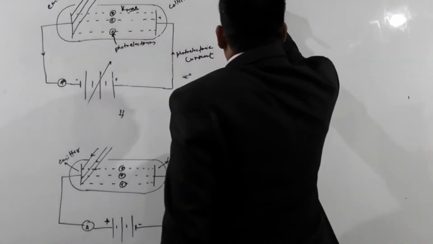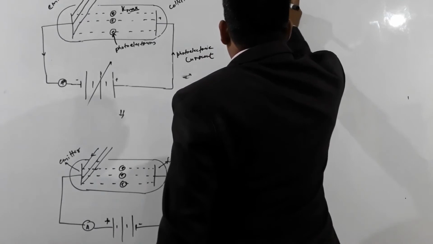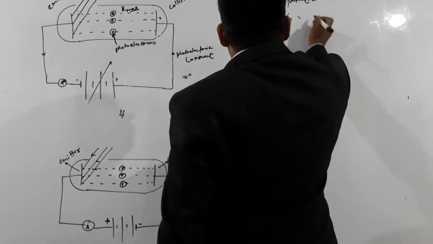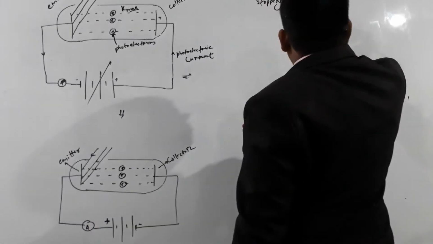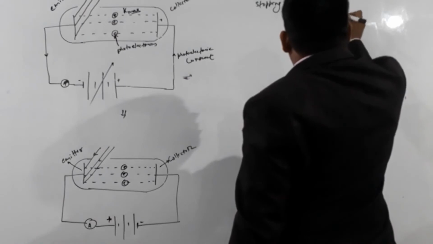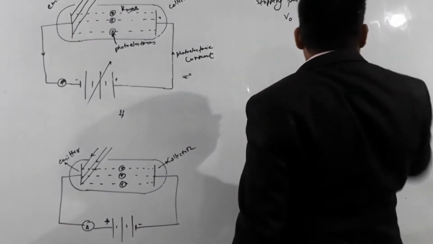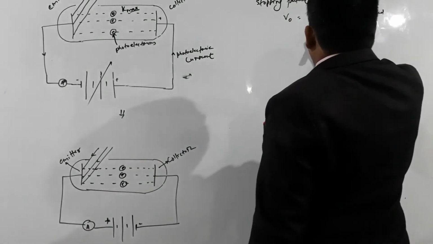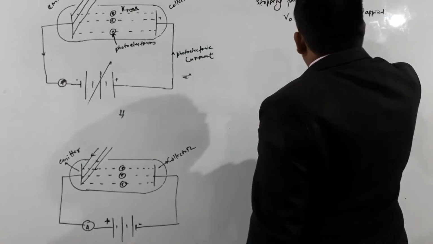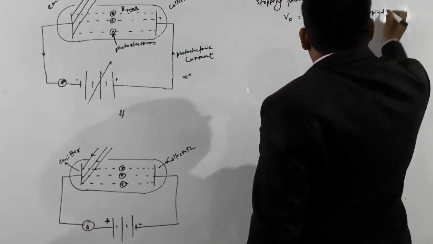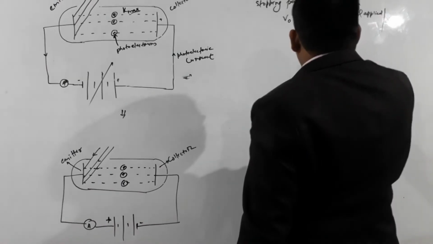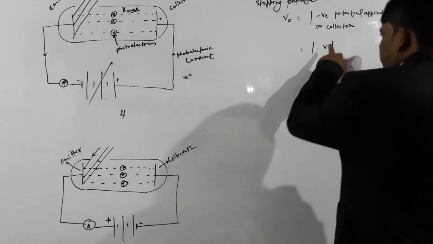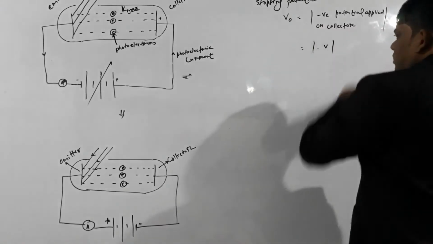So stopping potential V naught will be equal to the modulus of the negative potential applied on the collector, that is, modulus of minus V. Negative value here V. V is the negative potential applied on the collector.